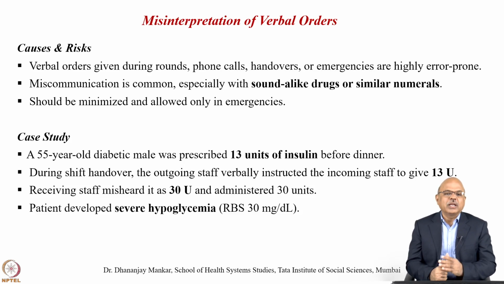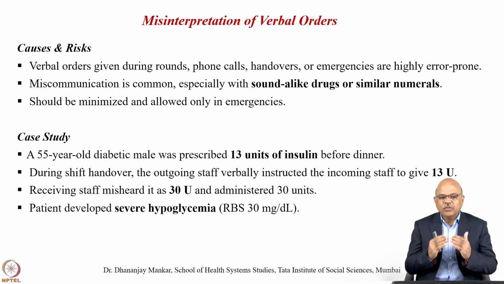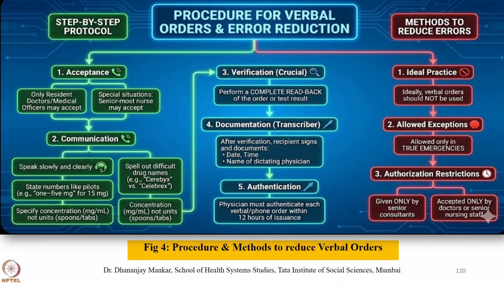There is even a case study discussed here of a 55-year-old diabetic male who was prescribed 13 units of insulin before dinner. During the shift handover, the outgoing staff verbally instructed the dose, and the receiving staff misheard it as 30 versus 13, and administered 30 units, which developed severe hypoglycemia in this patient. This chart also gives you details of the procedures and methods to reduce verbal orders.